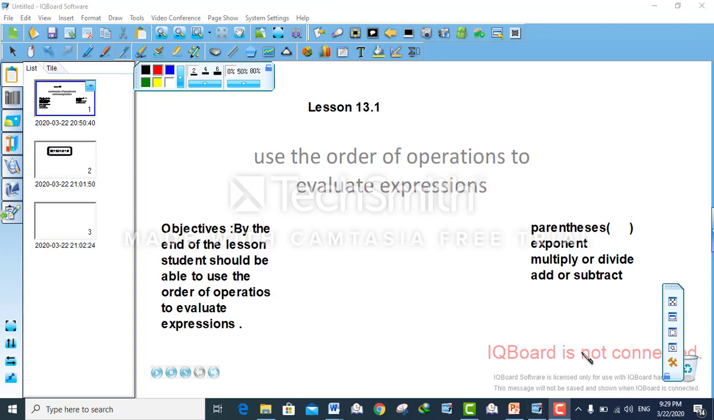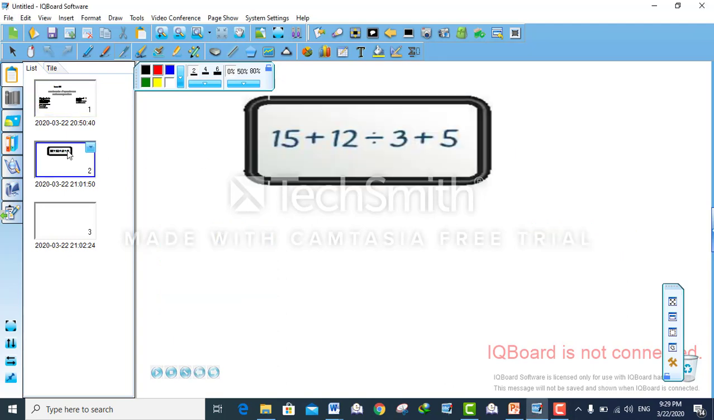Our objective for today is, by the end of the lesson, students should be able to use the order of operations to evaluate expressions. As you see, here we have the order of operations. Number 1, parentheses or brackets, then exponent, multiply or divide, finally end with add or subtract. For example, here we have an equation which is 15 plus 12 divided by 3 plus 5.